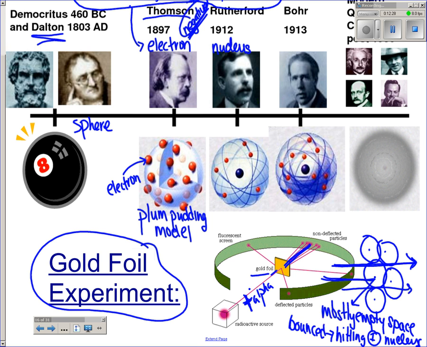After Rutherford, we have Bohr, who came up with our planetary model. And the reason we call it the planetary model is because Bohr thought of electrons as orbiting the nucleus on these fixed paths. Okay, so he thought electrons were in orbit around the nucleus. Each of these orbits were energy levels corresponding to the energy of the electron, and these electrons can jump between energy levels.